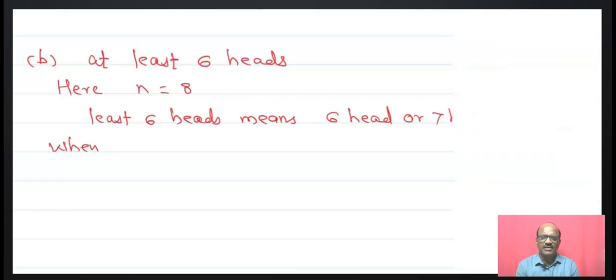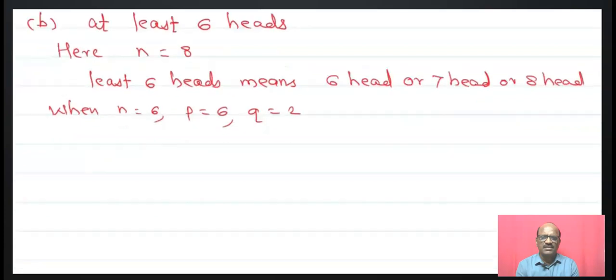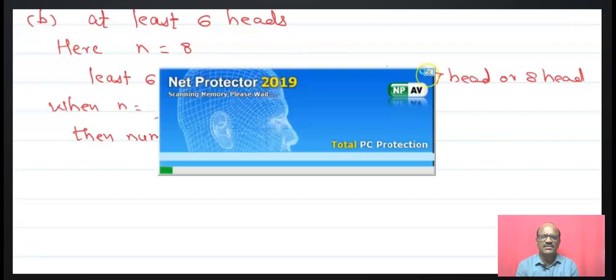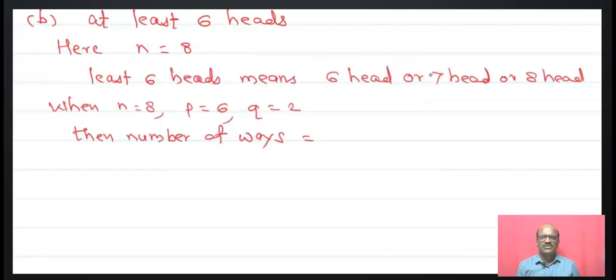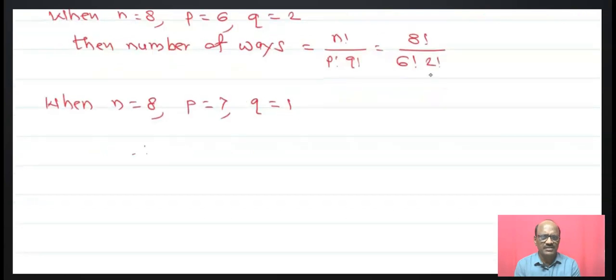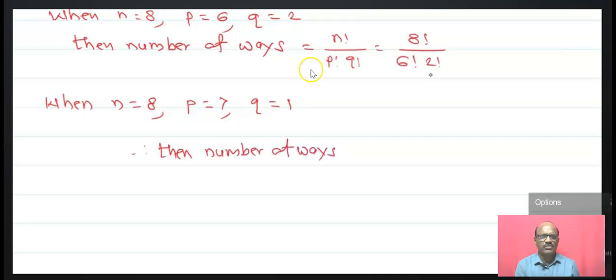Here we will write the number of ways, that is n is equals to 8, p is equals to 6, q is equals to 2. At least 6 heads, that is when p is equals to 6, that is 6 heads, then q, that is 2, will be the tails. Therefore, for the first case, you will have n factorial upon p factorial into q factorial, that is 8 factorial upon 6 factorial into 2 factorial.